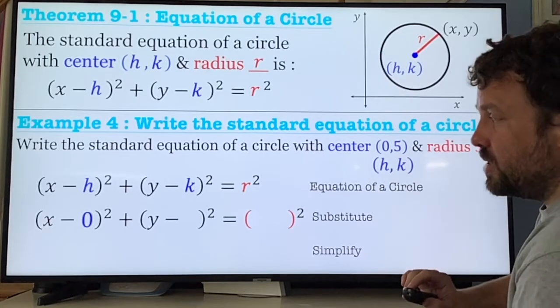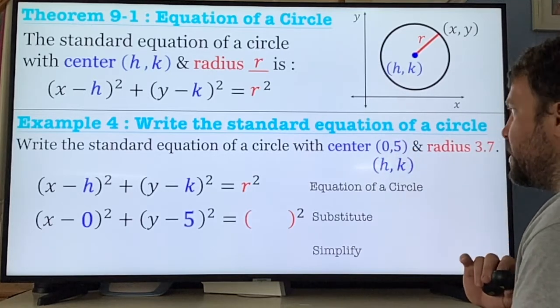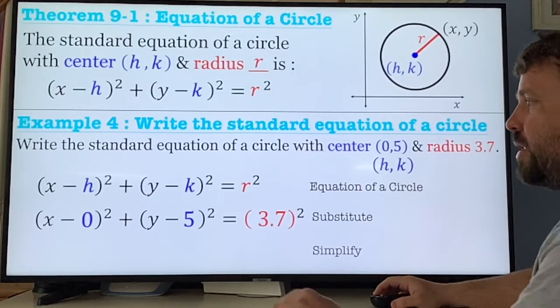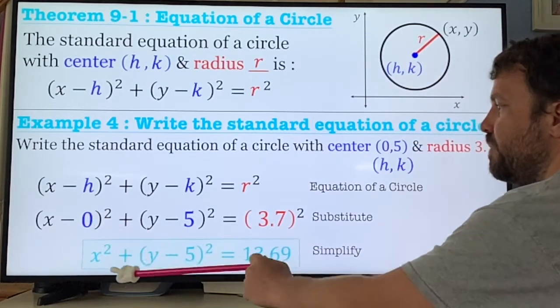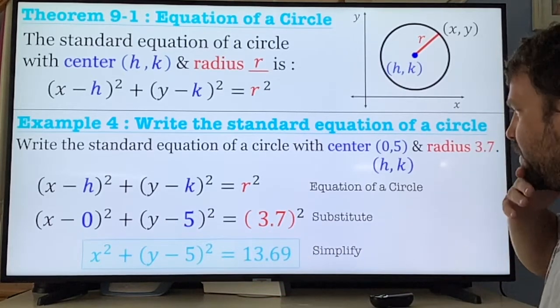So it's x minus 0 squared plus y minus 5 squared equals your radius, which is 3.7 squared. All right? Now, x minus 0 is simply x. So you've got x squared plus y minus 5 just stays y minus 5. You don't have to expand it.